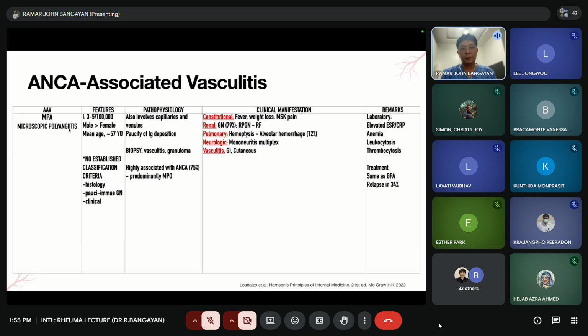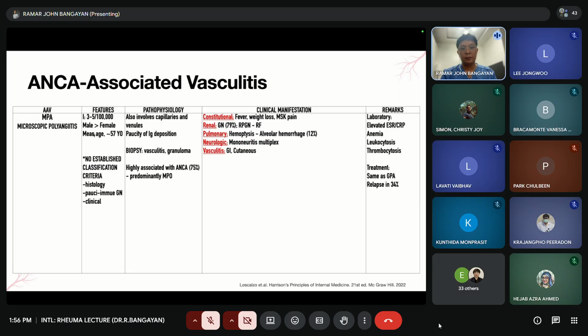second small vessel vasculitis of the ANCA-associated type, which is your microscopic polyangiitis. This is MPA. Note that there is no previous name. Why? Because this is a relatively newer vasculitis. This was actually under your GPA before, so it was used interchangeably, but recently in the nomenclature it was thought that it is a separate entity from GPA.